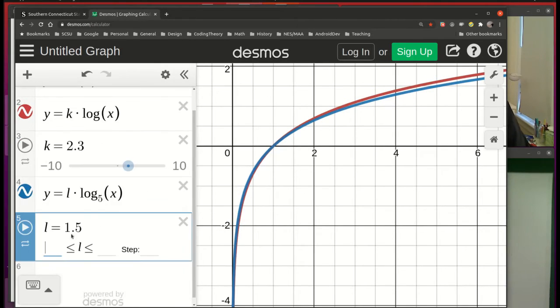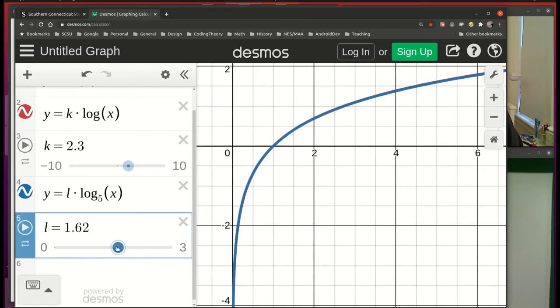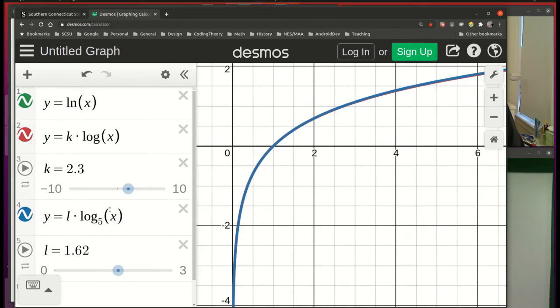All right, I'm going to change the setup a little bit. 0 to 3 should be good enough. Now the action will be a little smoother. All right, looks like it's about 1.62. So 2.3 was the right scale factor to turn log base 10 into natural log, and 1.62, that was the right factor to scale to make log base 5 look like natural log.